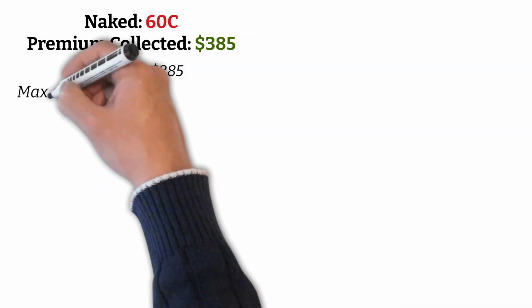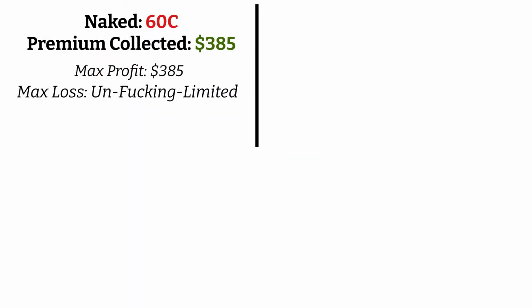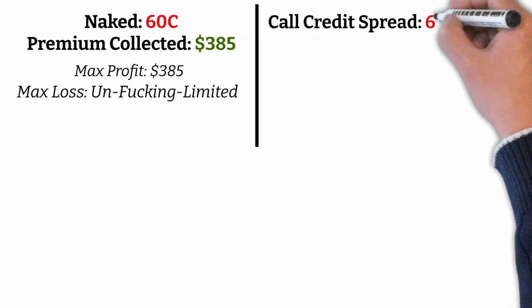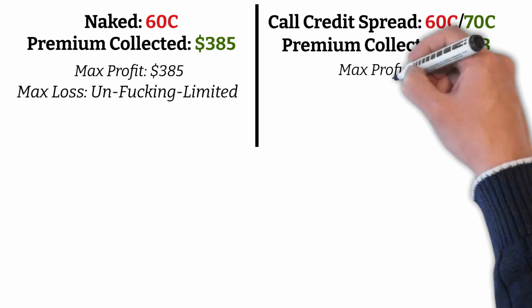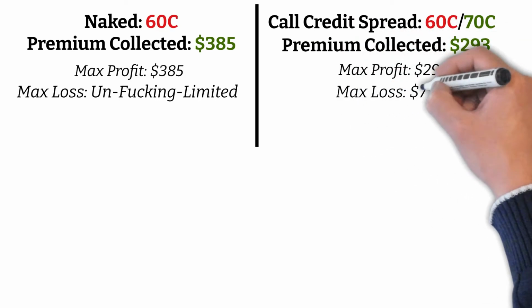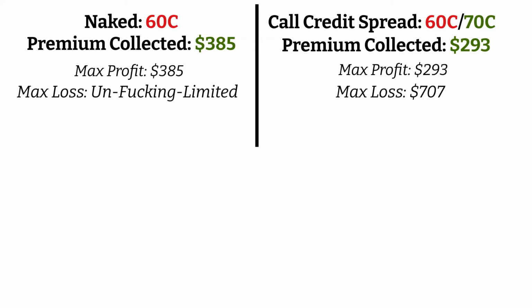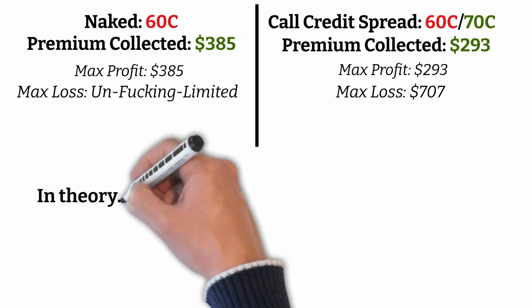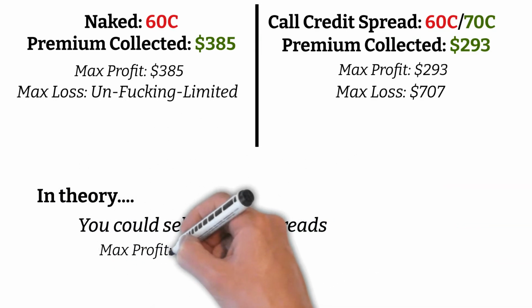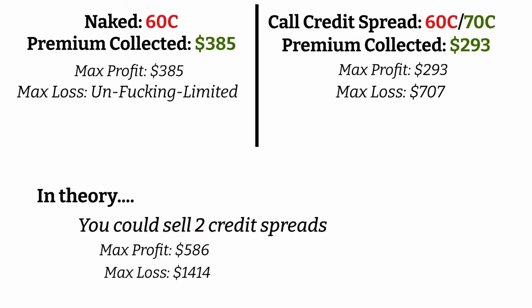Let's compare the trades. By selling the naked call, your maximum profit potential would have been $385 and you would have unlimited loss potential. By selling the credit spread, your maximum profit potential would have been reduced to $293, but also your maximum loss is defined at $707. In theory, you could have sold two credit spreads, collected $586 in premium, and your maximum loss would have been $1,414, which is still taking on much less risk for selling a call while receiving more premium.